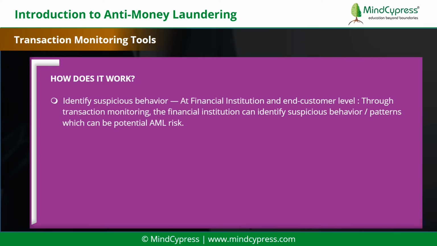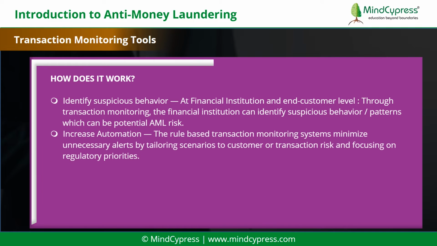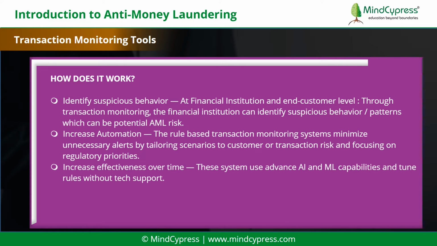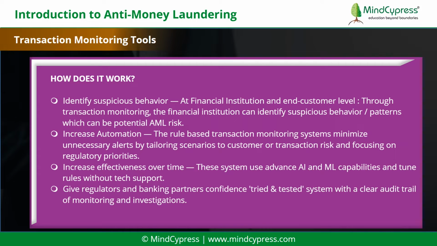Identify suspicious behavior at financial institution and end customer level. Through transaction monitoring, the financial institution can identify suspicious behavior patterns which can be potential ML risk. Increase automation. The rule-based transaction monitoring systems minimize unnecessary alerts by tailoring scenarios to customer or transaction risk and focusing on regulatory priorities. Increase effectiveness over time. These systems use advanced AI and ML capabilities and tune rules without tech support. Give regulators and banking partners confidence, a tried and tested system with a clear audit trail of monitoring and investigations. Implement quickly, easily, and securely. These systems are easy to implement.